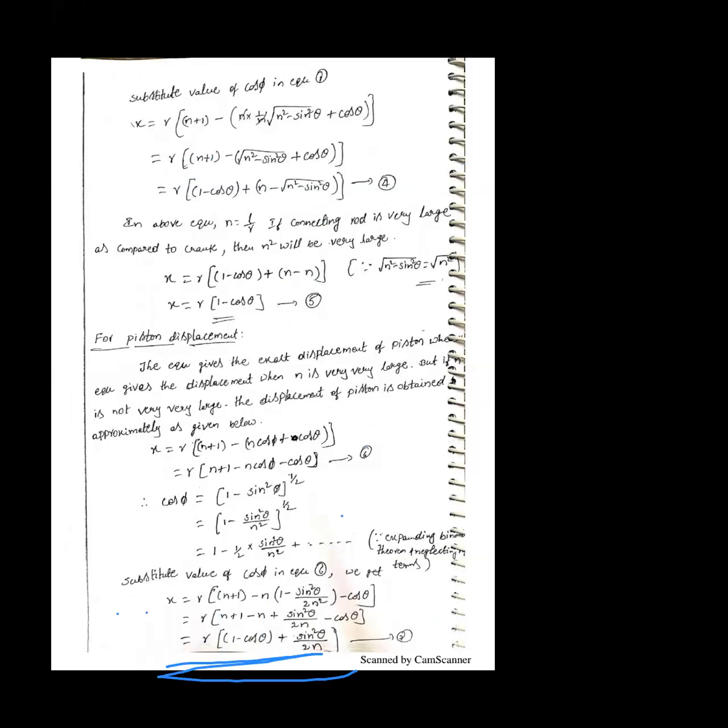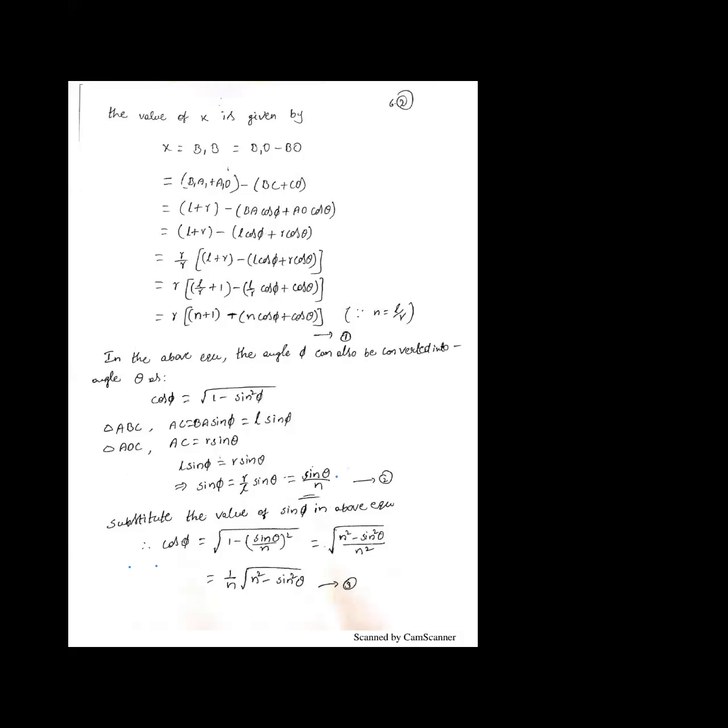Okay, is it clear up to this? So this is the displacement of the piston. How do we get the displacement of the piston? This is the procedure. Okay, and now we are going to find the velocity of the piston.